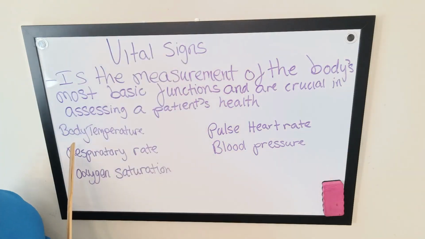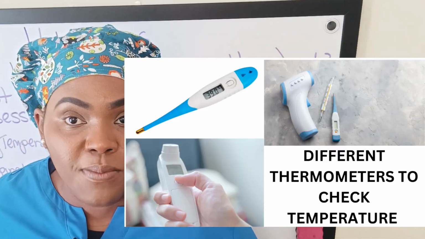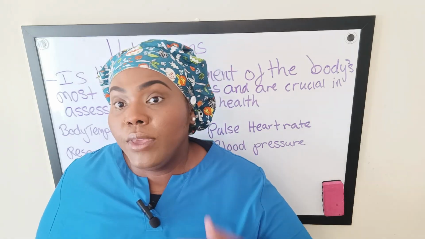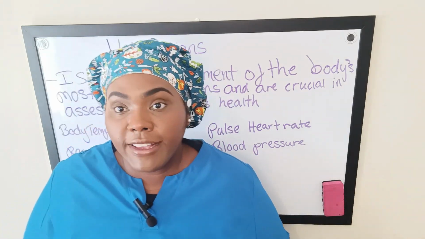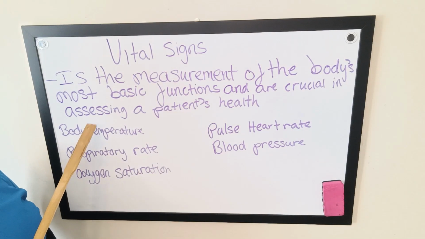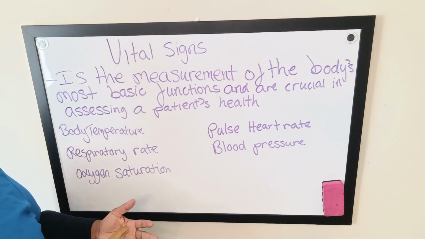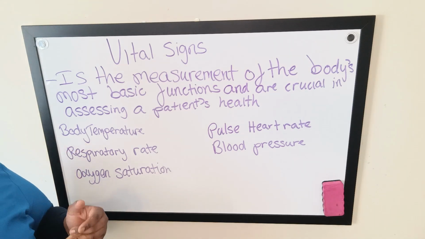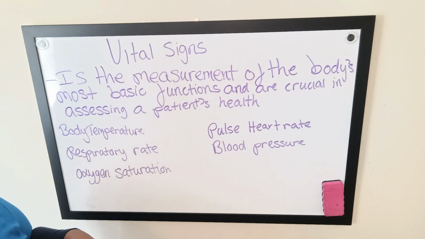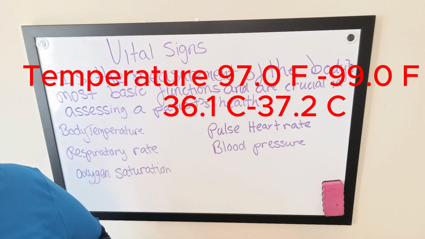Let's get into that. So we have the body temperature. We have to assess a patient's body temperature. How do we assess it? Using a thermometer. We can check tympanic, oral, axillary, rectal. We check the patient's body temperature to see if the patient is too hot or too cold. The normal range for body temperature is 97 degrees Fahrenheit to 99 degrees Fahrenheit, which is 36.1 degrees Celsius to 37.2 degrees Celsius.